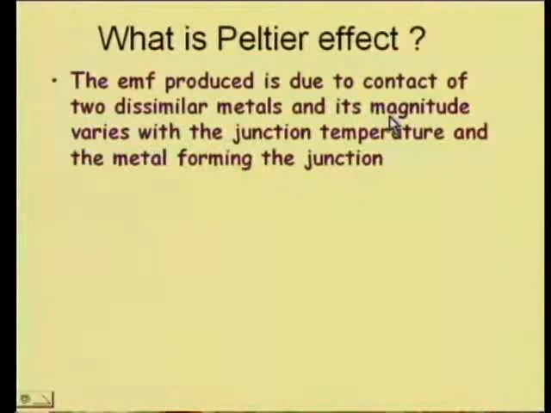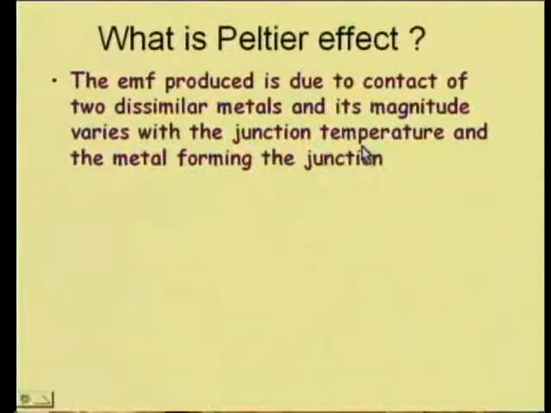So how much current or how much EMF is produced depends on the magnitude. That magnitude varies with junction temperature, that is, how much heat we have given at the junction, and what materials we have used for those particular wires. Based on the materials of the wires we use, that determines how much current is produced or how much EMF is generated. This is called the Peltier effect.